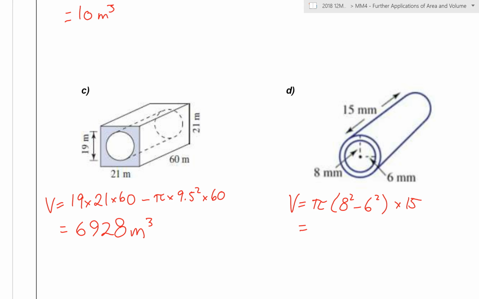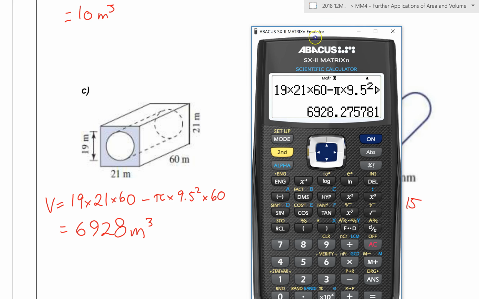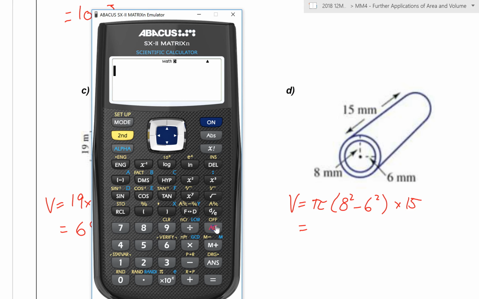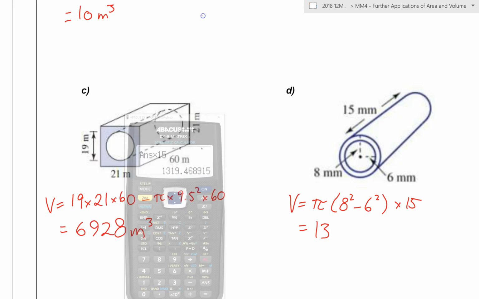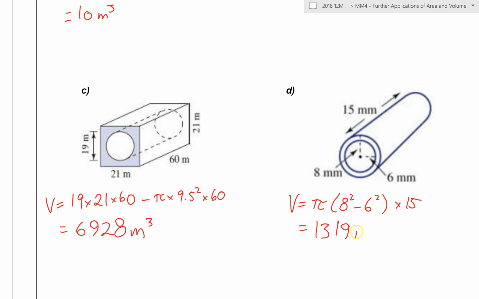So here comes the calculator again. I'm going to do this slightly differently. I'm going to go 8 squared minus 6 squared equals 28. I'm going to multiply that by pi and multiply that by 15 to get 1,319 cubic millimeters.